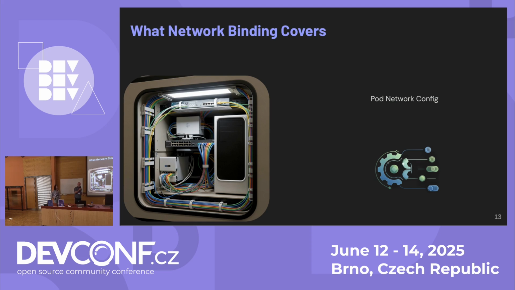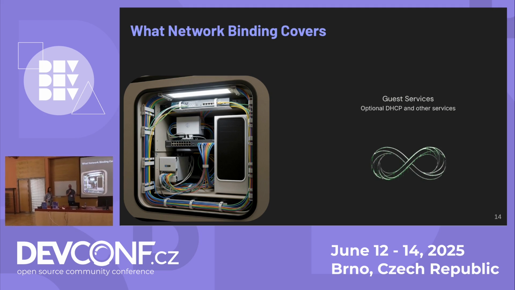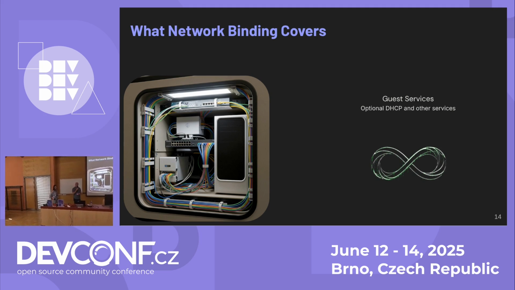Then we have the pod network namespace configuration. For example, a VM is created, as you saw before, but it has a tap device that represents the vNIC inside the guest, and that tap device is connected through a bridge. So creating the tap and creating the bridge is part of the pod network configuration. And lastly, we have optional guest services, things running in the pod in order to serve the guest, for example, a DHCP server.